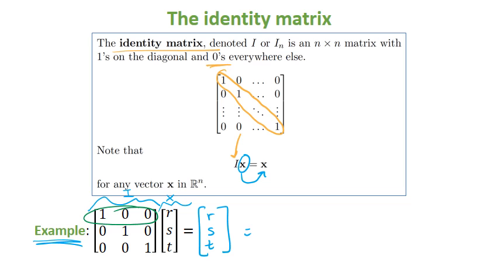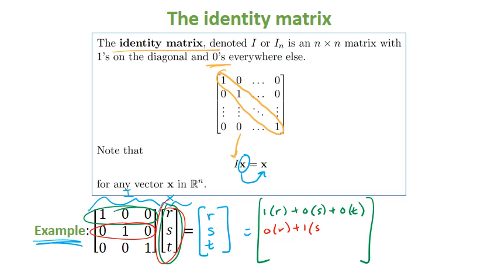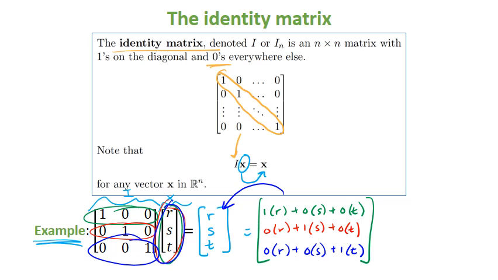So what I would do is take this row times this column. So 1 times R plus 0 times S plus 0 times T. Then take this row times this column: 0 times R plus 1 times S plus 0 times T. And then the last row, same column: 0 times R plus 0 times S plus 1 times T. And when you simplify all of it, you end up with this matrix here. So the identity matrix is something pretty darn special. It's basically like multiplying by 1.